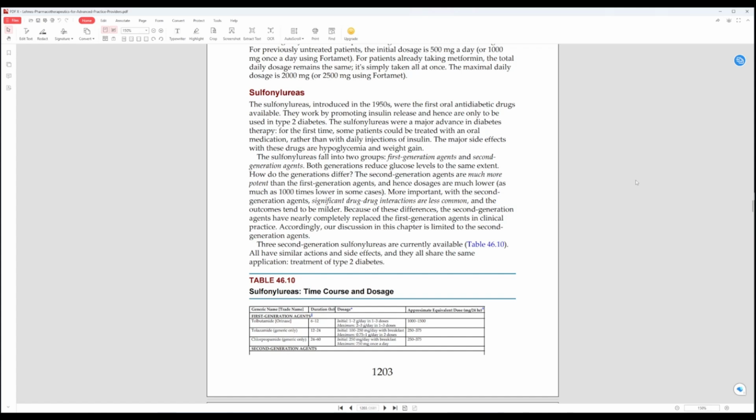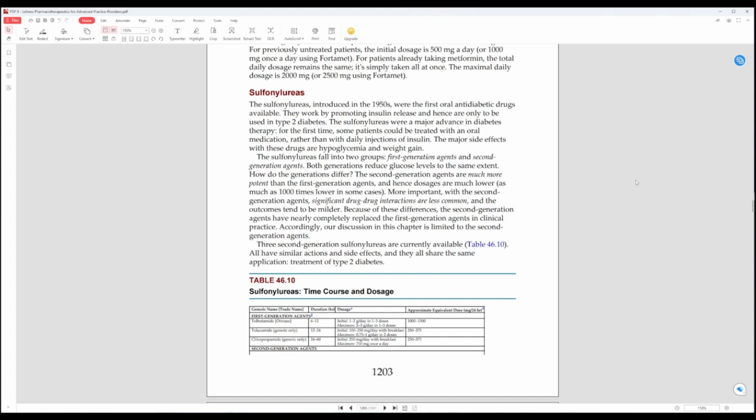Second-generation agents are much more potent than the first generation, and therefore the doses are much lower. More important, with the second-generation agents, significant drug-to-drug interactions are less common and have outcomes that tend to be milder. Because of these differences, the second-generation agents have nearly completely replaced the first-generation agent in clinical practice. Accordingly, our discussion in this chapter is limited to second-generation agents.